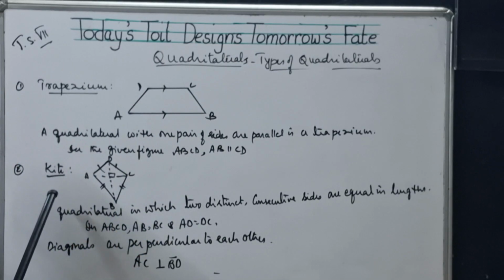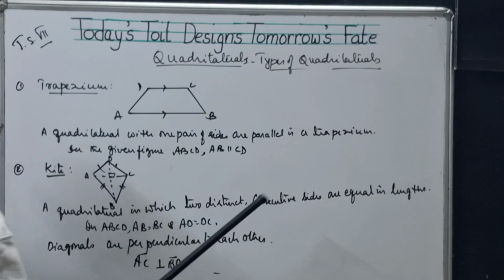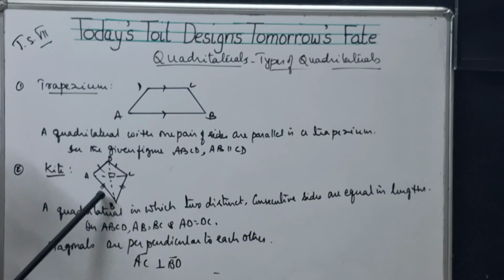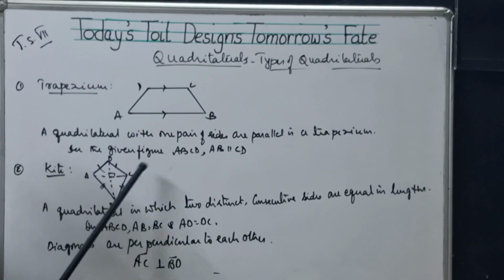Next we have kite. This is the figure of a kite, in which a pair of consecutive sides are equal. So a quadrilateral in which two distinct consecutive sides, see, these two are separate, distinct means separate, consecutive sides are equal in length. Equal measure is given with an equal symbol, children. These two are equal, these two are equal. So in ABCD, AB is equal to BC and AD is equal to DC.